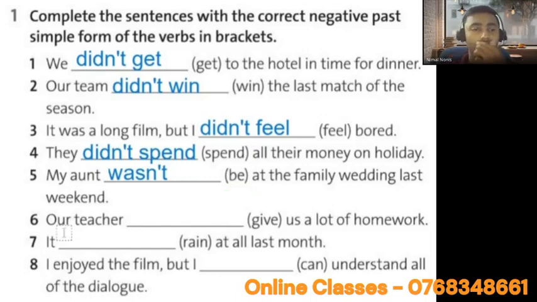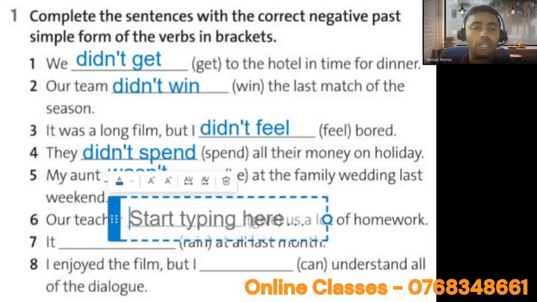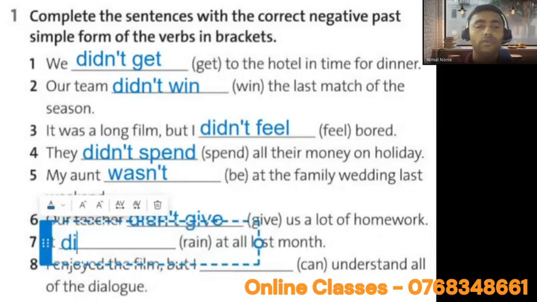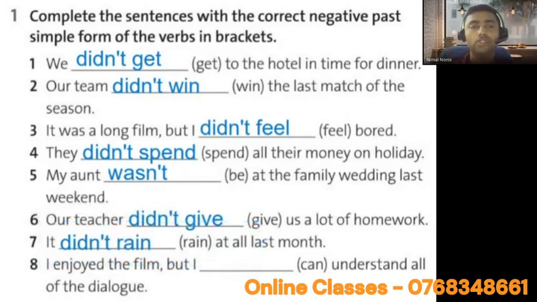And next one, our teacher space give us a lot of homework. Okay, so it is past tense negative, so our teacher didn't give us a lot of homework. Seventh one, it space rain at all last month. Okay, so if we have to say negative in the past tense, it didn't rain at all last month.